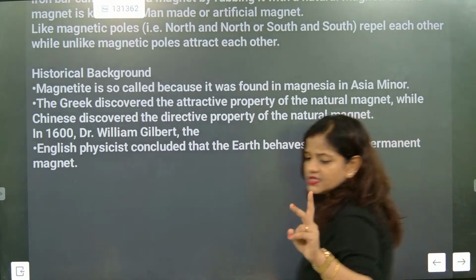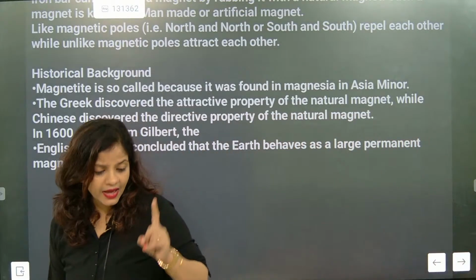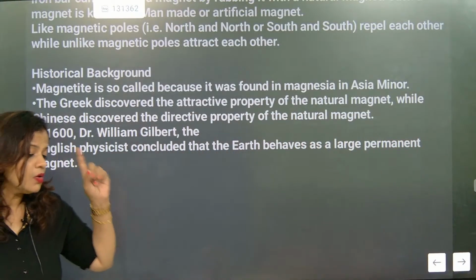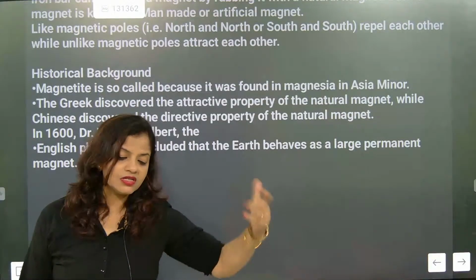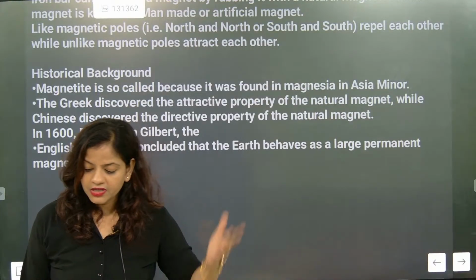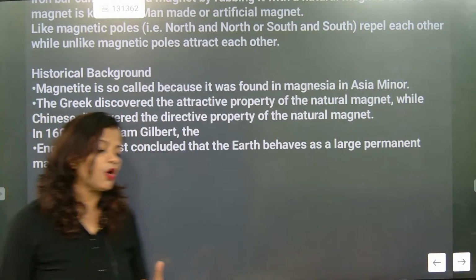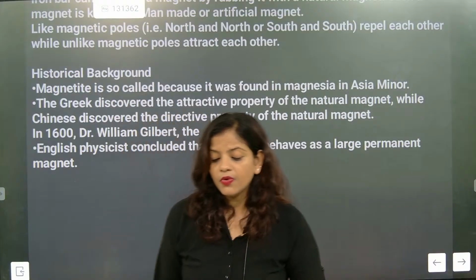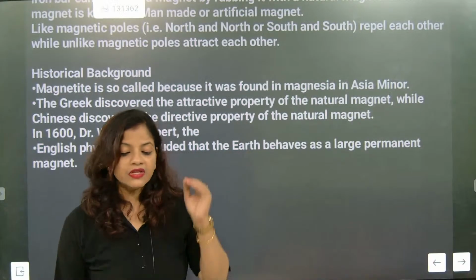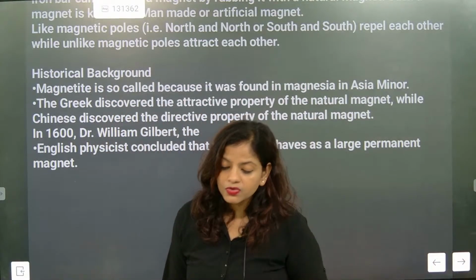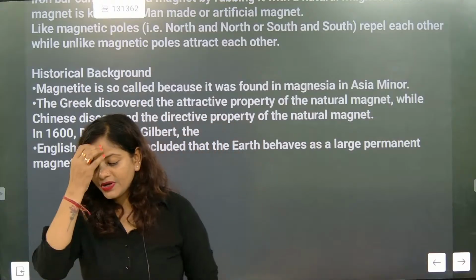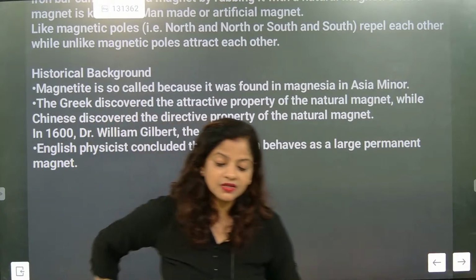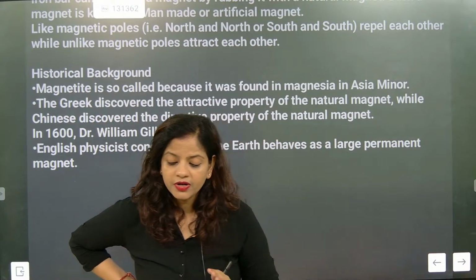This is the basic difference. Remember this: one identified that these rocks are something very unusual, but the other talked about the directive property. What is the meaning of directive property? The directive property talks about the direction. The directive property is talking about what?